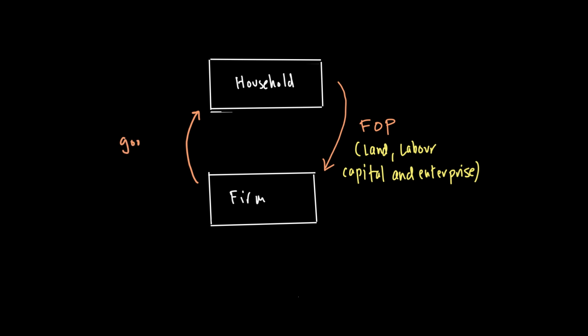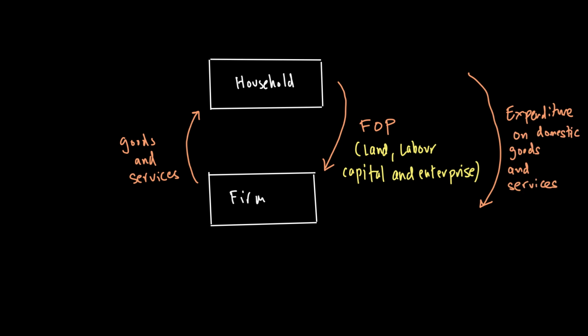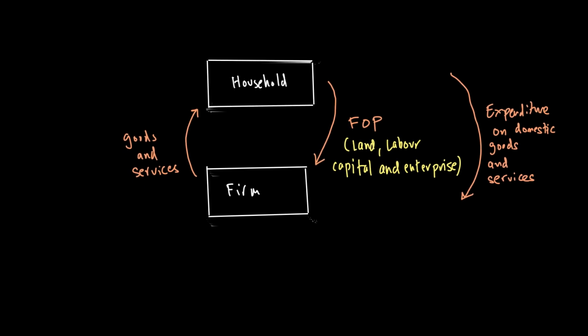So the goods and services will now flow from the firm to the household, and that means that once the household receives this, they are going to pay firms what we call expenditure on these outputs. So the expenditure is basically the expenditure on goods and services, and we call this the expenditure on domestic goods and services, because again these goods are produced in the economy and not produced abroad.